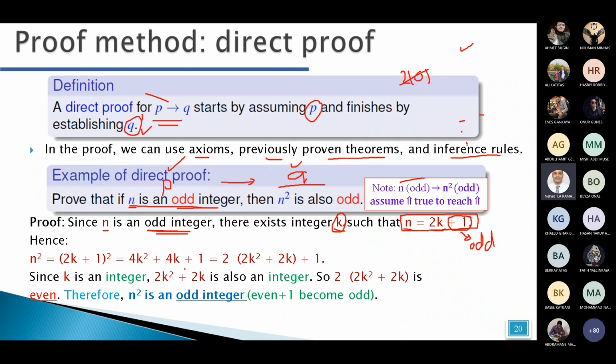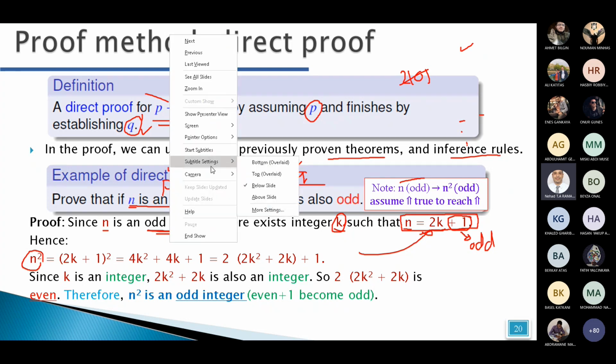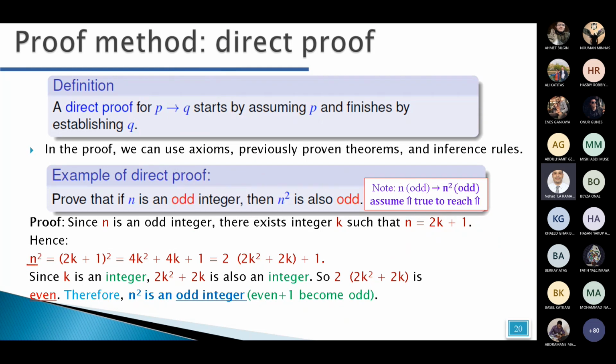Okay, so we need now to get that n to the power 2 is odd. How to prove it? If n is odd, then n equals 2k plus 1. Now we will raise it to the power 2. Instead of n, we write 2k plus 1. So n to the power 2 equals (2k plus 1) to the power 2.